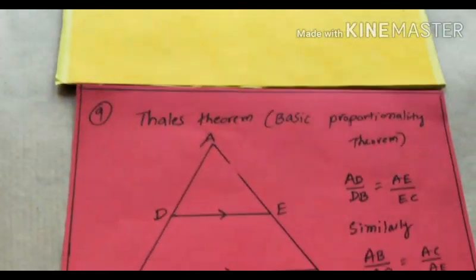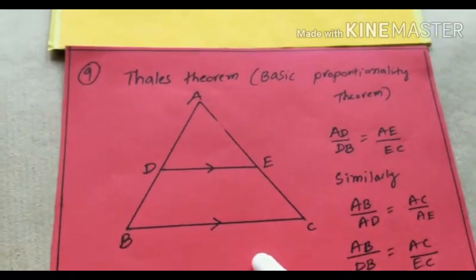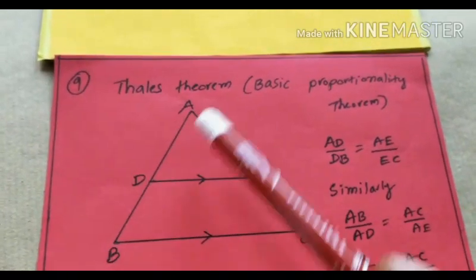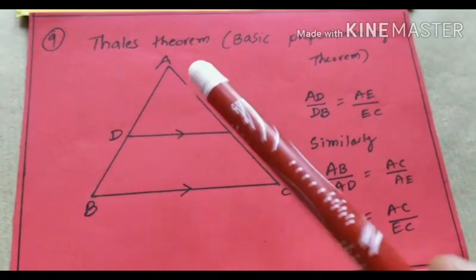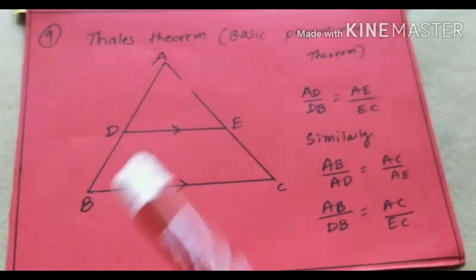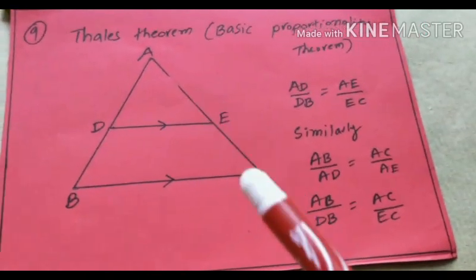The rough figure is, so ABC triangle, DE is parallel to BC. So AD by DB equals AE by EC, or similarly AB by AD equals AC by AE, or AB by DB equals AC by EC.